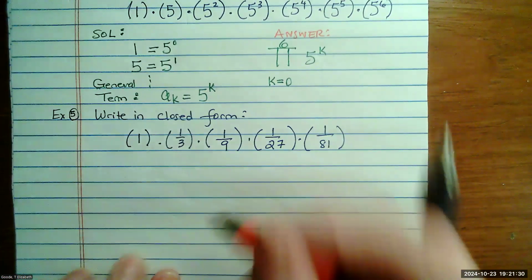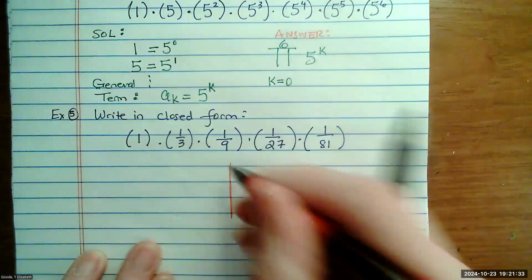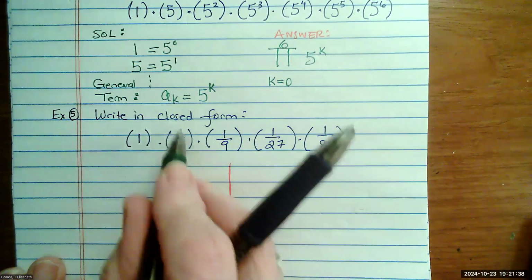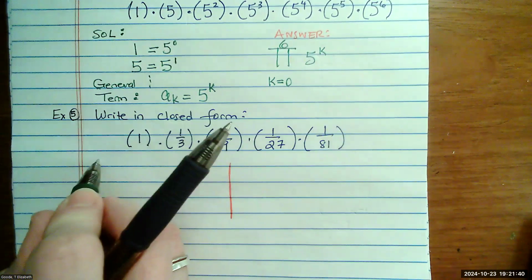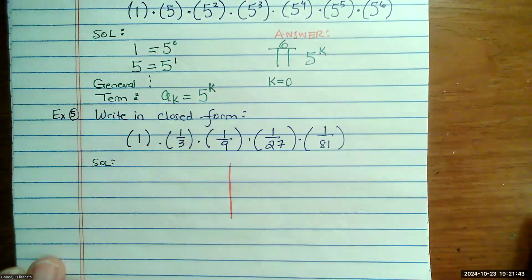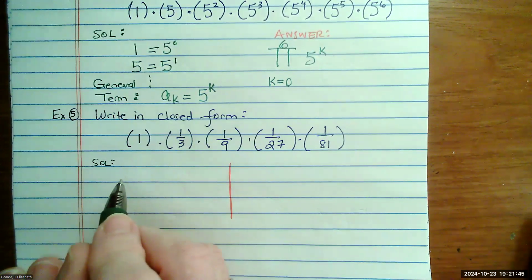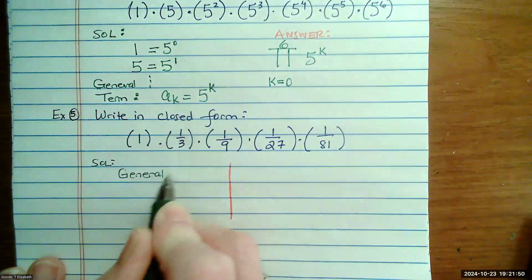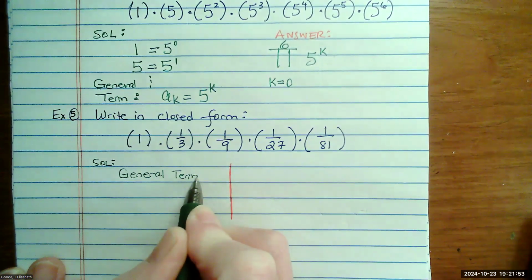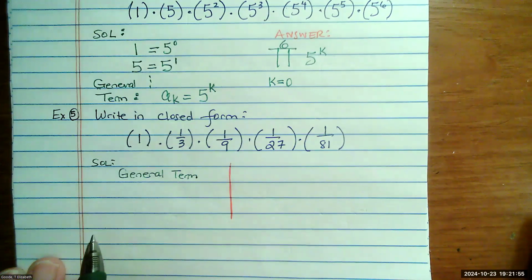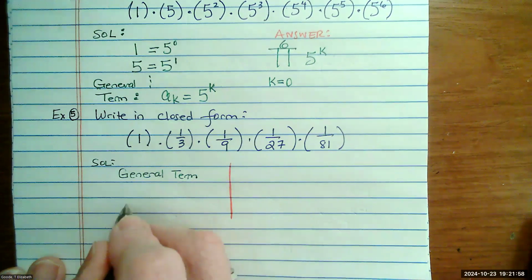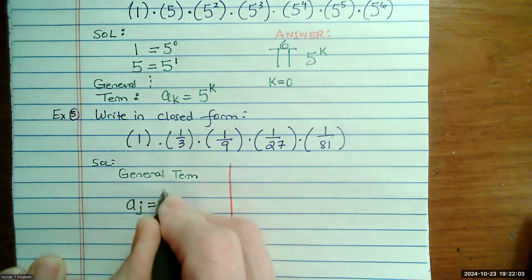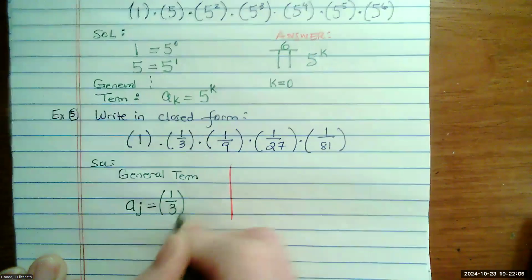We're going to do a couple different solutions because there are a couple different ways to deal with this fact that it's 1 over a number that's getting raised to a power. Does anybody want to take a stab at what the general term would look like? Let's use j. Anybody want to take a stab at what a sub j would look like? 1 over 3 to the power of j. Exactly.